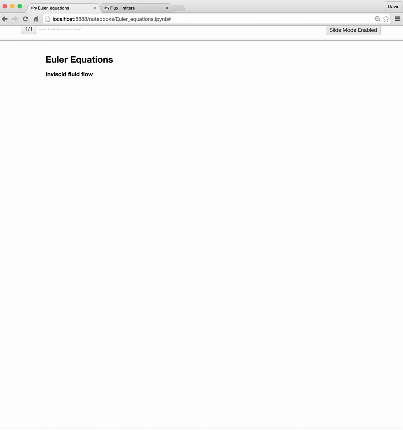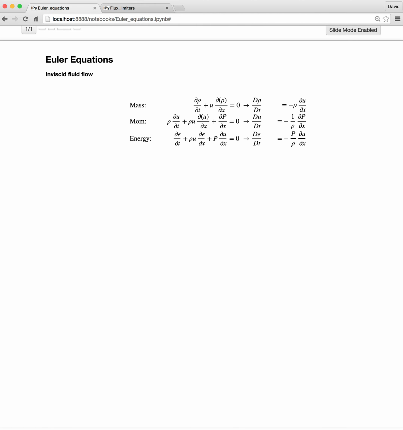So the Euler equations represent inviscid fluid flow and are represented by the mass, momentum, and energy equations. Here the equations are written in one dimension, and we have here mass, momentum, and energy written in non-conservation form. And then on the right, if we make use of the substantial or material derivative, we can see the representation in terms of a Lagrangian-like formulation where we're following the flow.